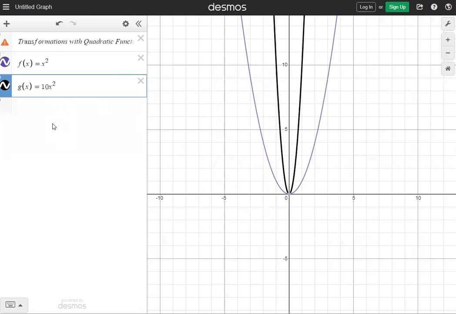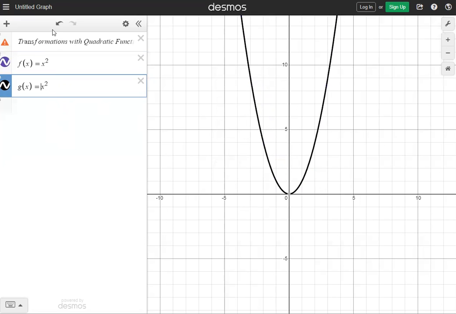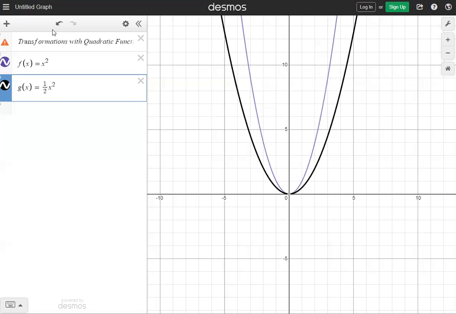But let's say you multiply by a number that is less than 1. Like let's say you multiply by 1/2. Now the function gets wider. The purple function, which is the original one that we started off with, has been transformed into this black function right here, which is much wider than what we started off with.